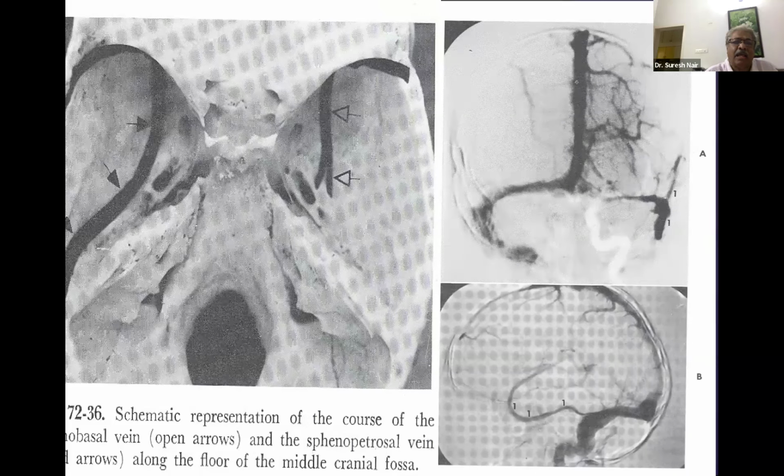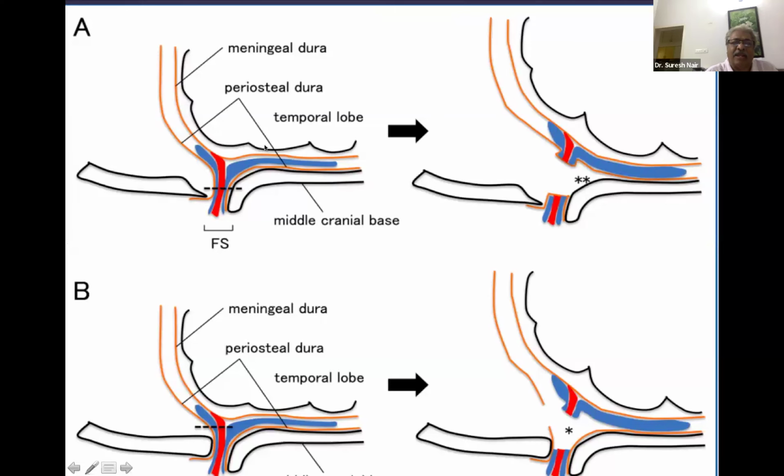If it is there, the interdural approach is a relative contraindication. And this is what I was telling you. You have the periosteal dura and you have the meningeal dura. If you have abnormal venous drainage coming there, then you cannot go through this approach. You have to go totally extradurally.